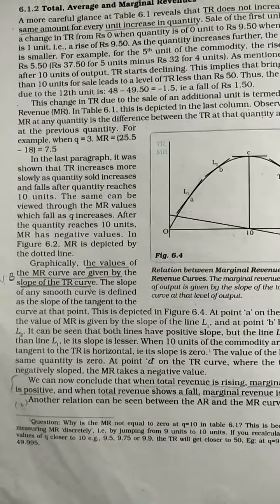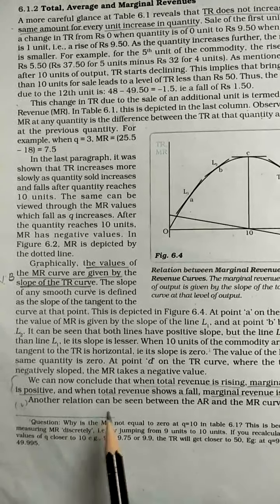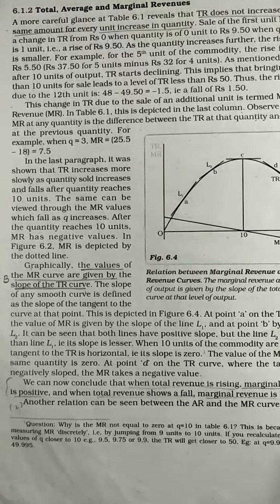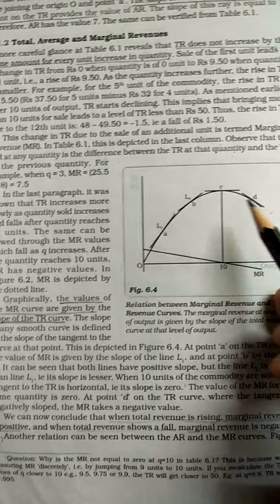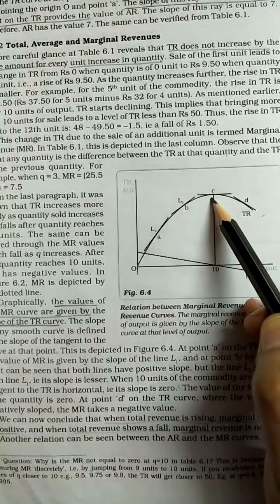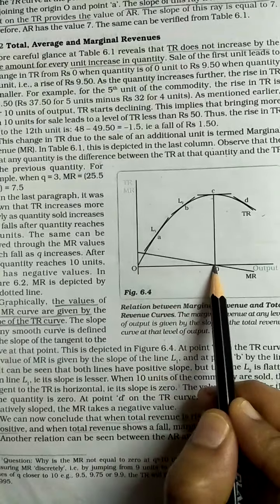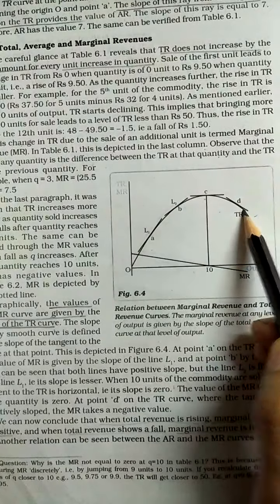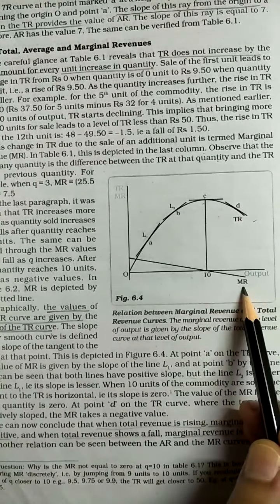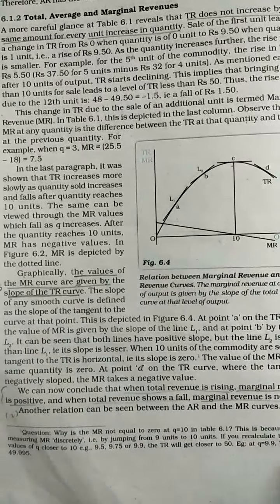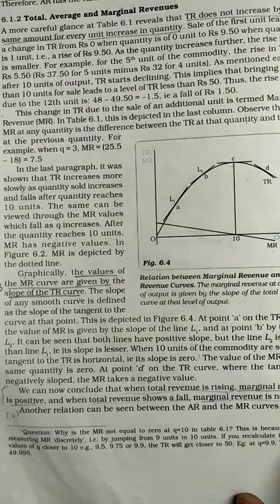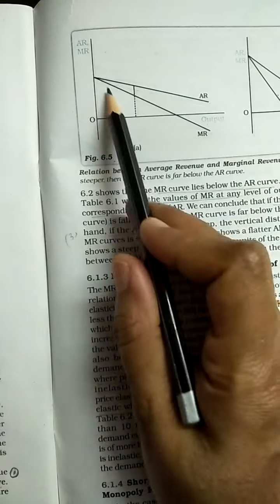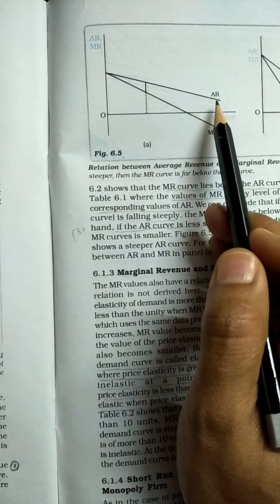Now we are going to analyze the difference between total revenue and marginal revenue. The first point that we have to keep in mind: when total revenue is increasing, look here, the marginal revenue is positive. But when the total revenue is decreasing, here it is decreasing, then marginal revenue is negative. That is an important point. The other point is the MR curve lies below the average revenue curve, that we can see here. Look here, the MR curve always lies below the average revenue curve.